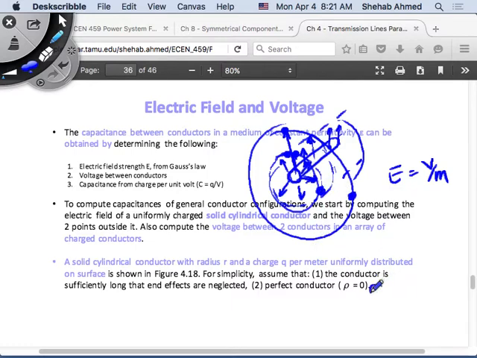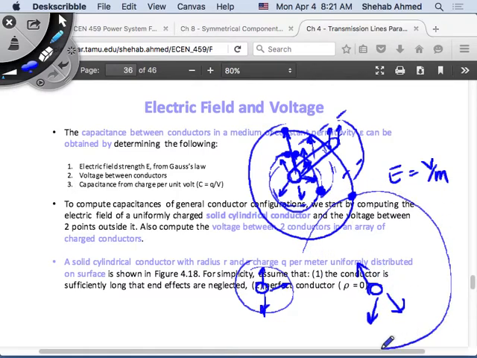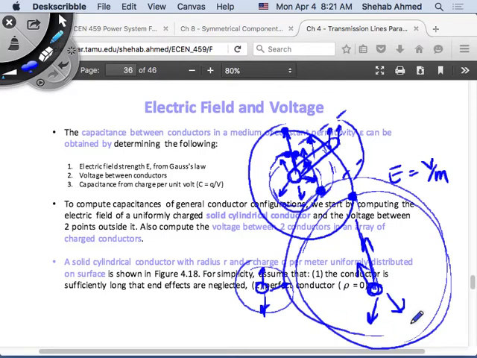How about this conductor? This will also have the same effect, right? There will be an electric field emanating radially, and this conductor affects this point in a certain way, right? This conductor will affect this point as well, and this conductor will also affect this point, right? So this conductor is also affecting the voltage difference between these 2 points of interest.